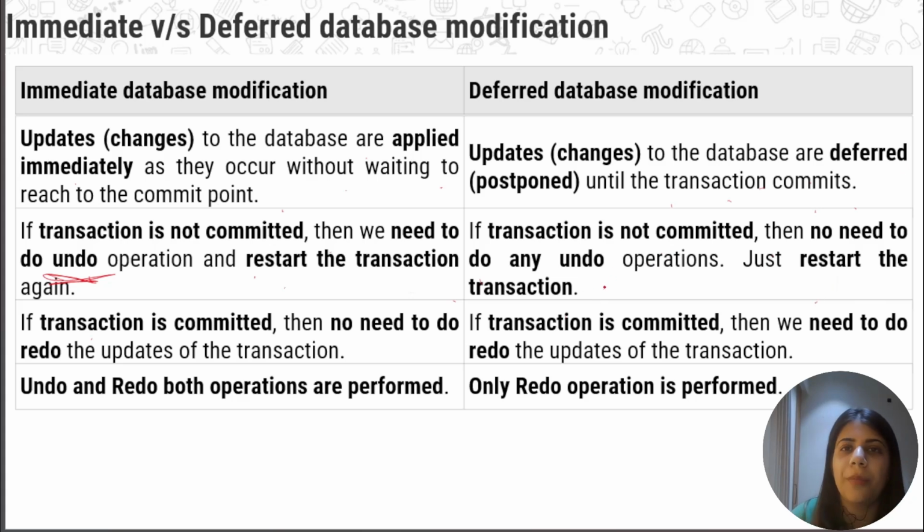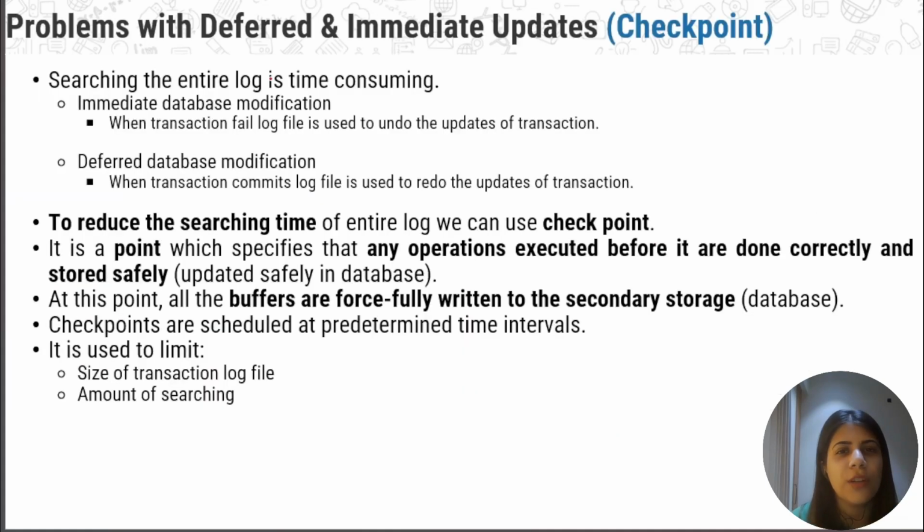क्यों undo नहीं करना? क्योंकि update हुआ ही नहीं था. If the transaction is committed, then we need to redo the updates of the transaction. Because यहाँ पे already update होता जा रहा था, यहाँ पे update end में होने वाला है. So that's why the redo step is over here. Undo and redo, both operations are performed in the immediate database modification. Over here, only the redo operation is performed. Now, what are the problems which occur with deferred and immediate updates, which is also called as checkpoint?